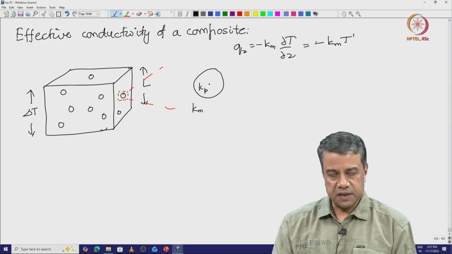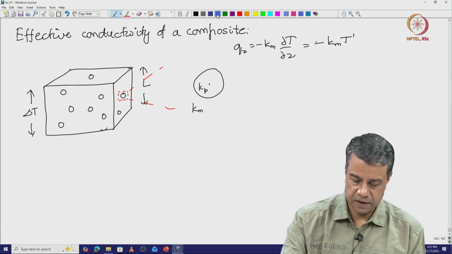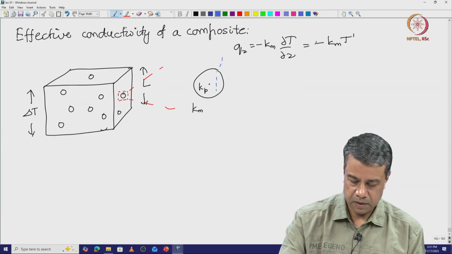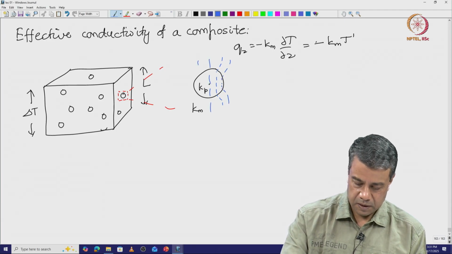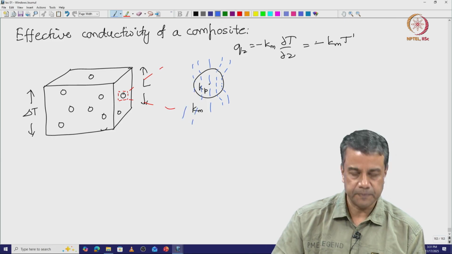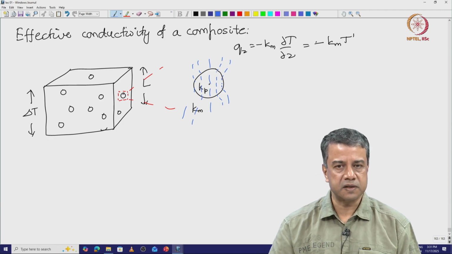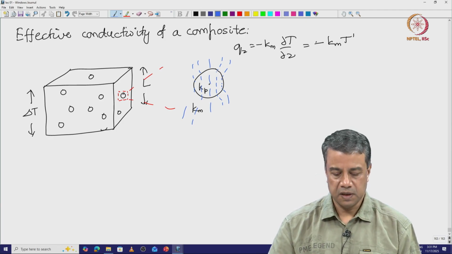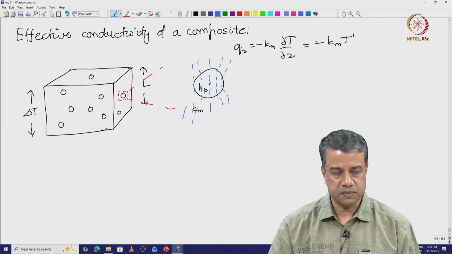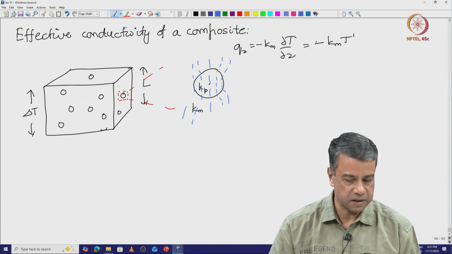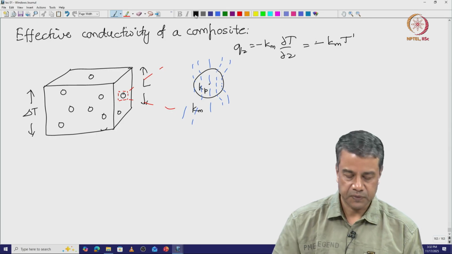But because you have these particles in there, the flux lines would be deformed due to the presence of this particle. They would no longer be straight lines. Because of that, the temperature field will be different from the temperature field in the absence of this inclusion. The example I have given here is when the particle conductivity is higher than the matrix conductivity.